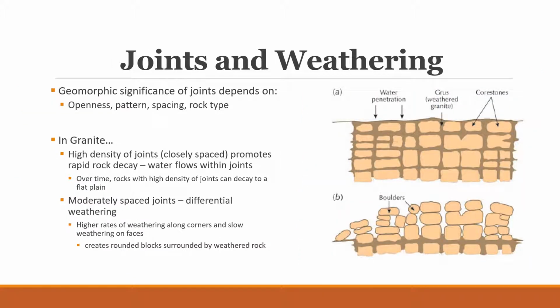Joints and weathering. Just to quickly explain how joints can contribute to weathering processes. Joints have significant control on geomorphology, and their influence on landform evolution will depend on the openness of the joints, whether they're closely spaced together or far apart, the pattern of jointing, again spacing, and rock type.